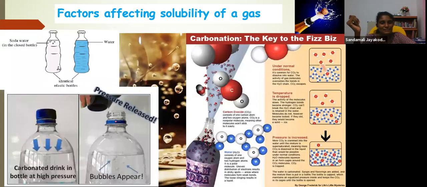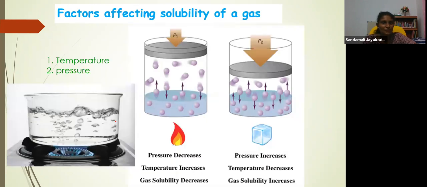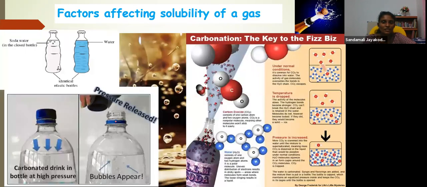Then I'm coming to the next part. We will discuss this little bit today. I am not coming to composition today. We are going to discuss it in the second class. In the second class, I'm going to stop here today with factors affecting the solubility of a gas. Only this little bit we discuss here today.